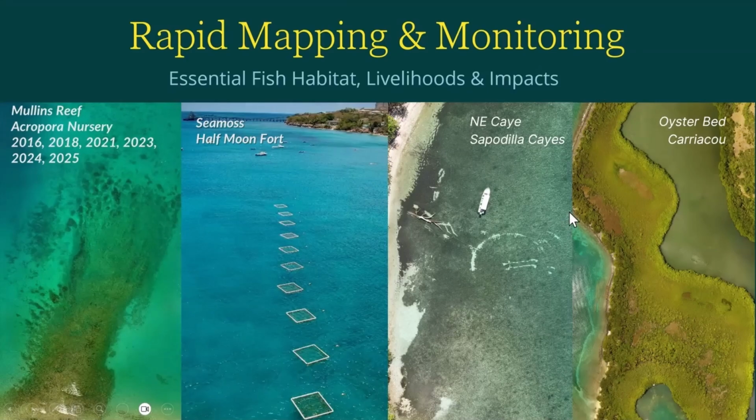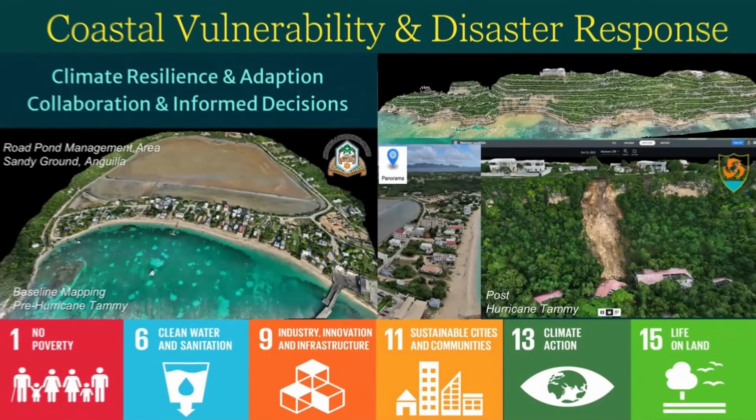The next is rapid mapping and monitoring of fish habitats, of resources, fishing livelihoods, and community vulnerability, as well as impacts on the environment. You can see a variety of different case studies here, from mapping reefs, sea moss farming, anchor damage, as well as essential fish habitat, coastal vulnerability, and disaster response.